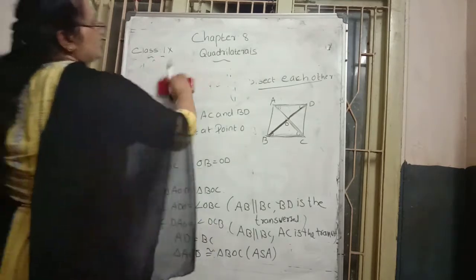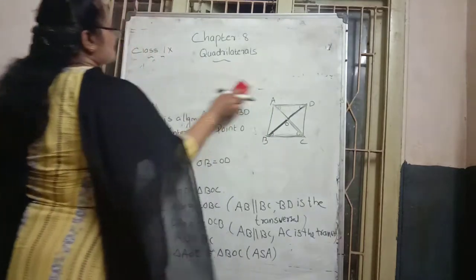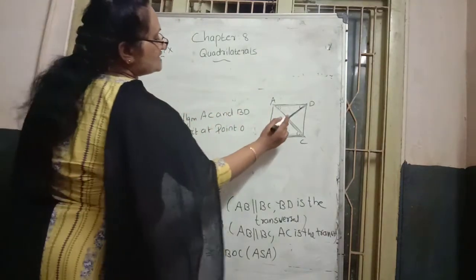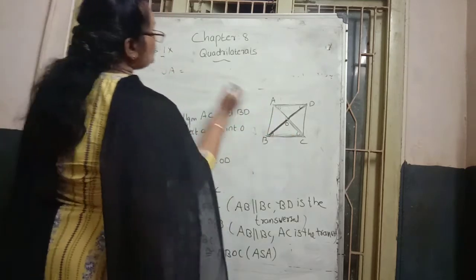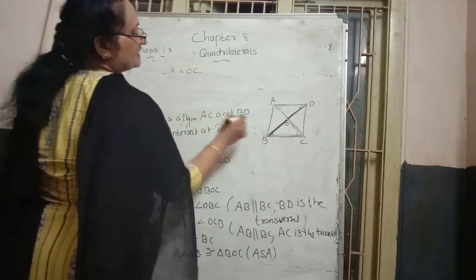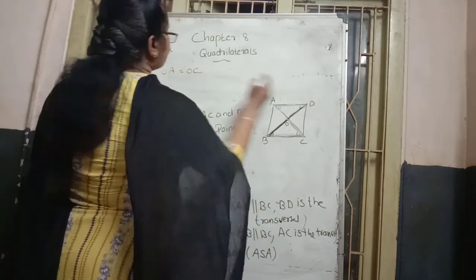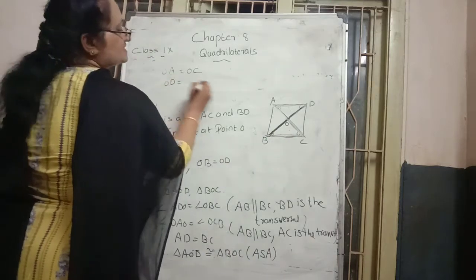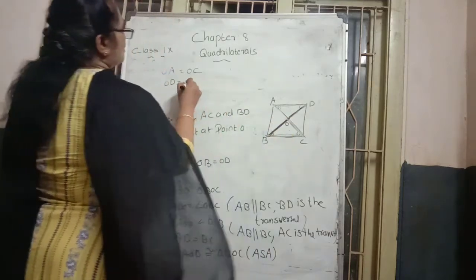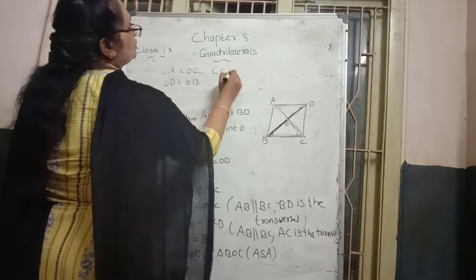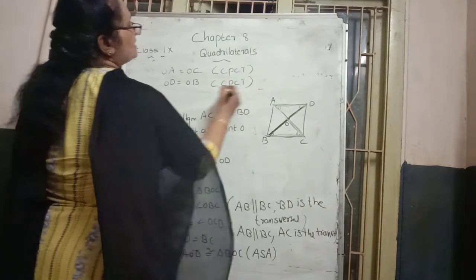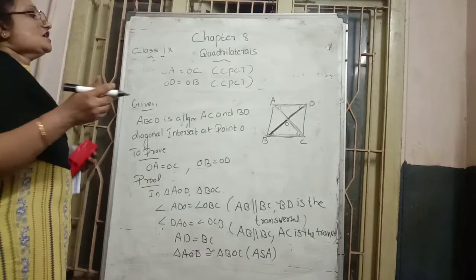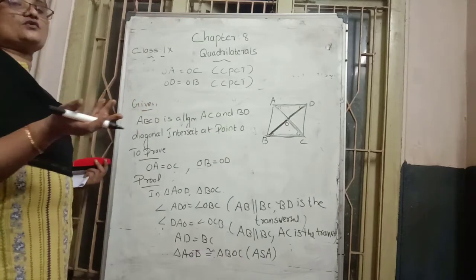Last sentence, here I am writing: by CPCT we can say OA side of the first triangle is equal to OC side of the second triangle, then OD side of the first triangle is equal to OB side of the second. How do they become equal? By CPCT, corresponding parts of congruent triangles, which we learned in the chapter. So hence we prove they are equal.